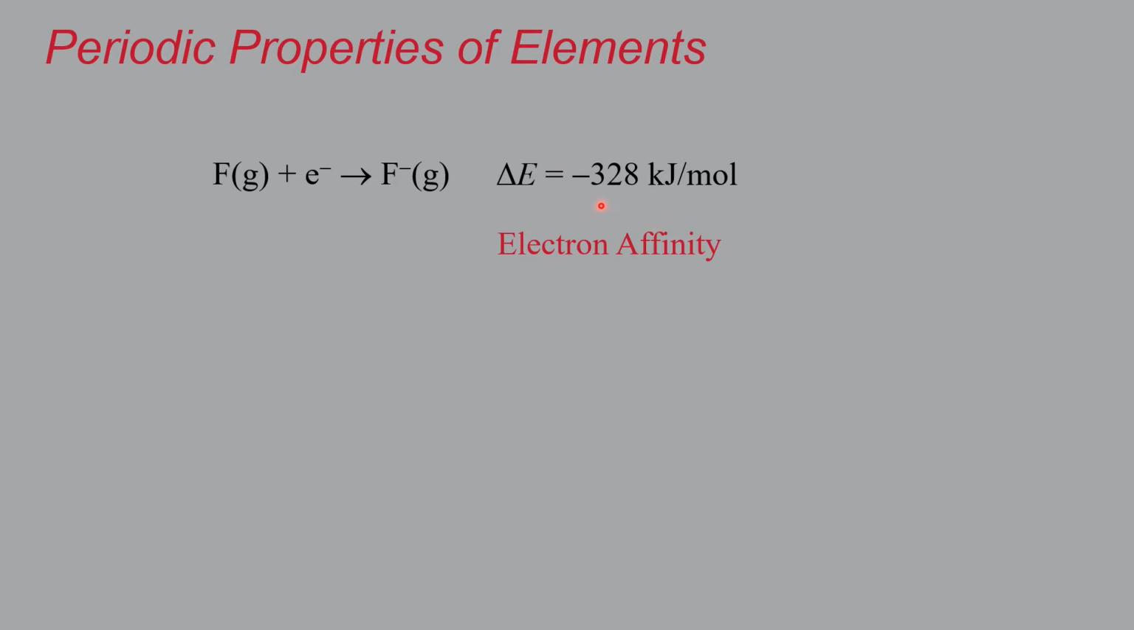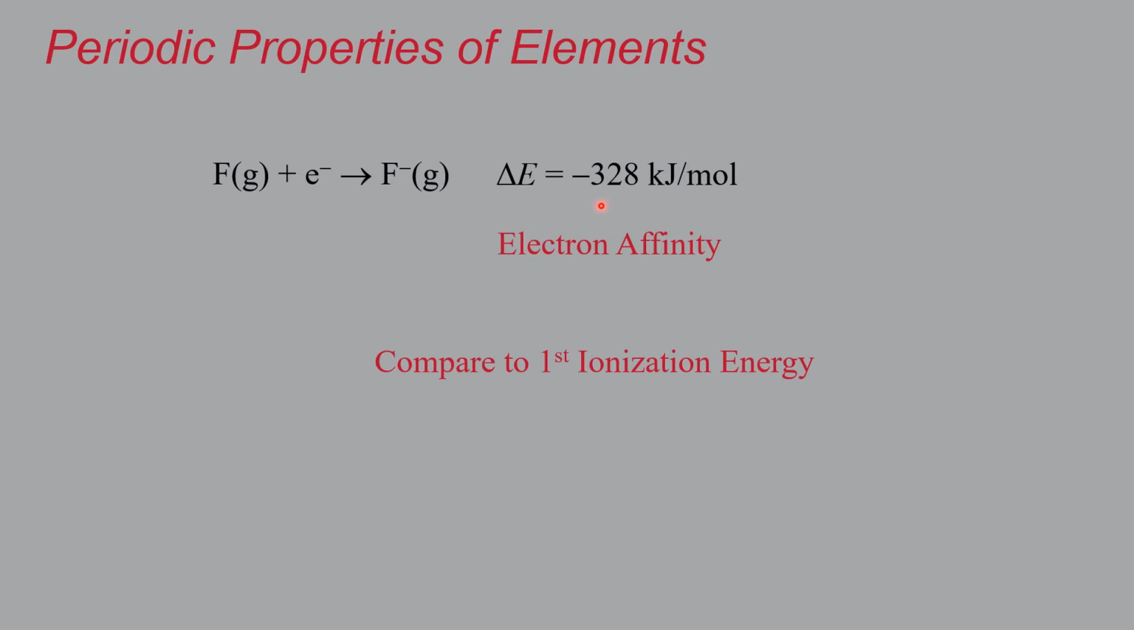Now, a brief word of convention here. Elements that have large negative electron affinities are said to have large or great electron affinities. So there's a reverse between the English and the math.